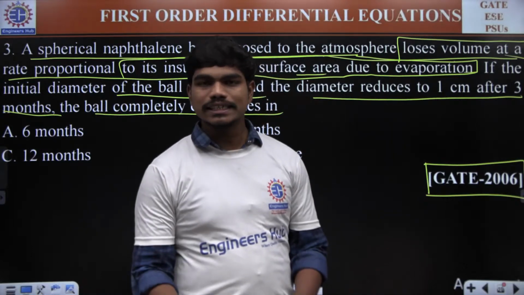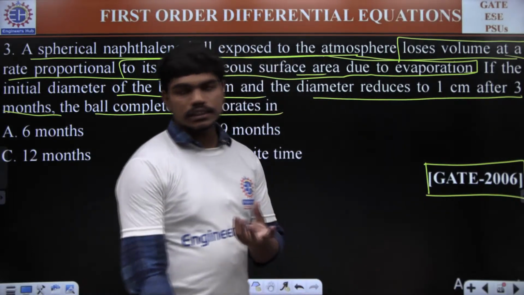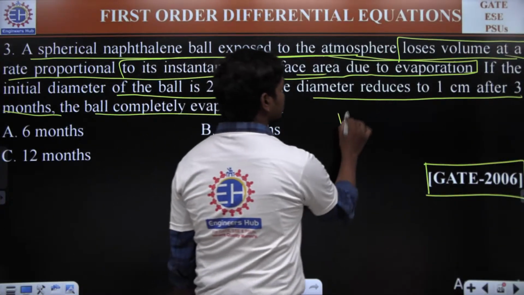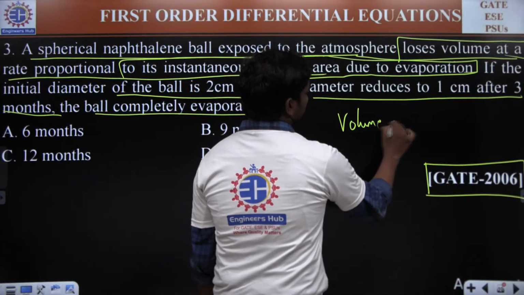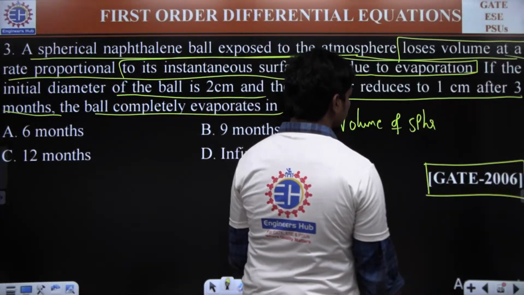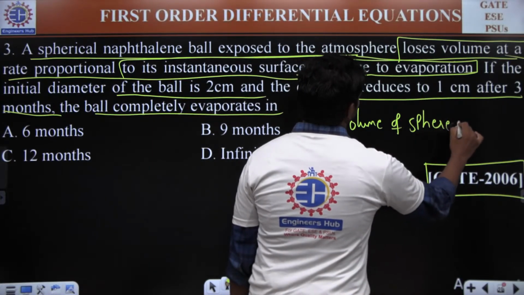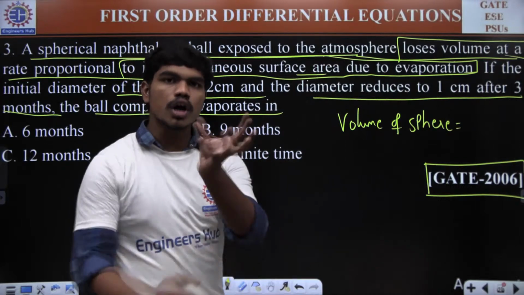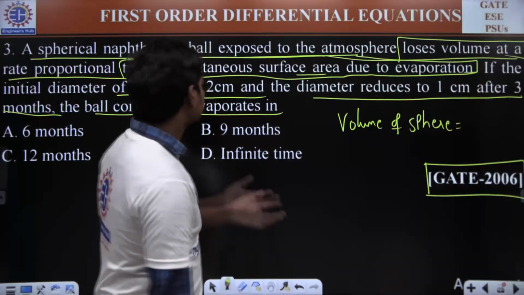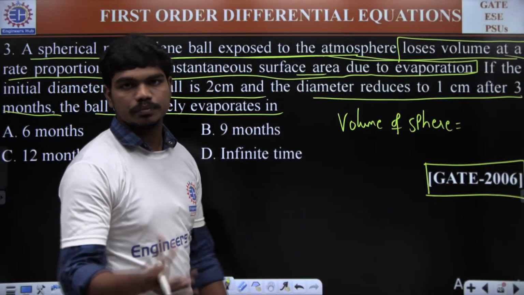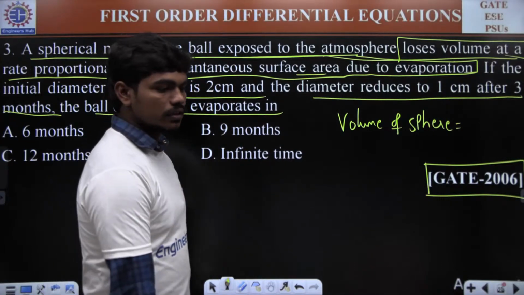Look, let us try to see. First of all, I have already told you in applications of integration, single variable integration, what is the volume of a sphere? If you have small r as the radius of a sphere, can you tell me what's the volume of the sphere? Because a ball can be approximated as a sphere, correct? And it's also given a spherical naphthalene ball. So the naphthalene ball is a sphere to visualize.